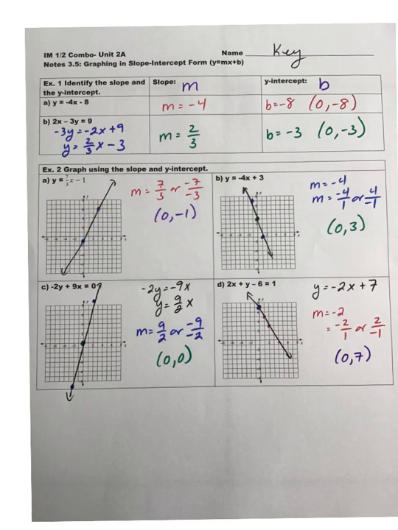Or if we didn't have enough space, positive 7 over positive 3 is the same as negative 7 over negative 3. A negative divided by a negative is a positive. So if you couldn't go up to the right, you could go down and to the left. So if you wanted, you could go down 7 to the left 3, and you would get the same line.